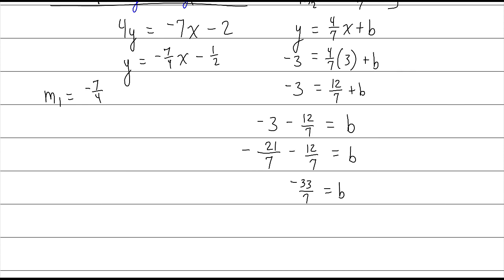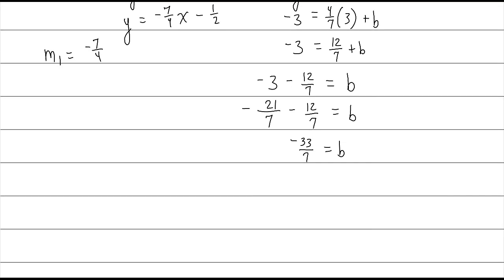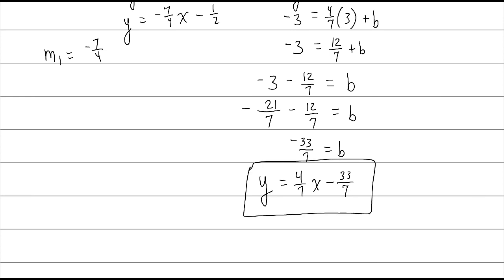There we go. So let's put it all together now. We know what the slope has to be. Y equals 4/7 x, and b has to be -33 over 7. So -33 over 7. Okay, so that is the equation of the line that runs perpendicular to the given equation and passes through the given point. All right, and that wraps up the last section of Chapter 2, Parallel and Perpendicular Lines.